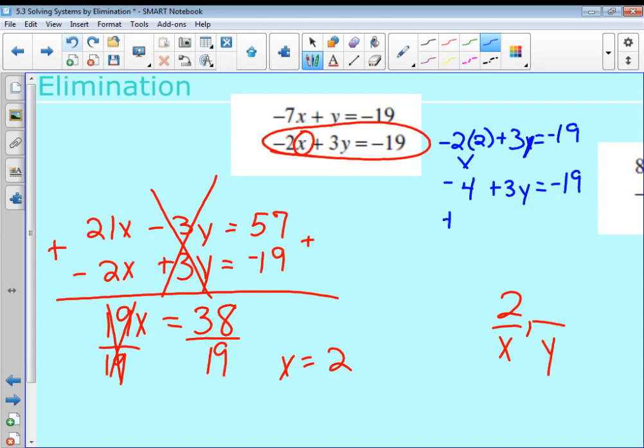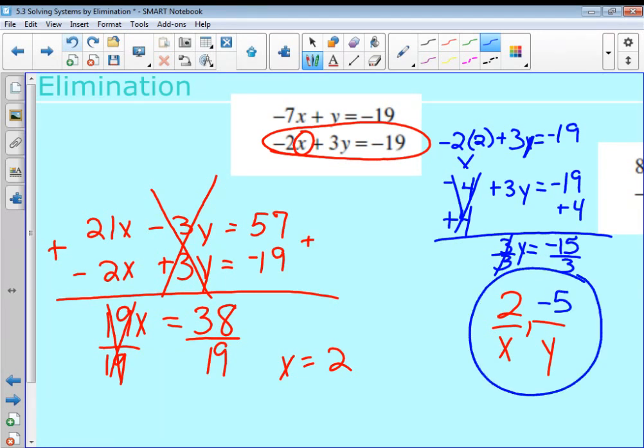So then I would do plus 4 because I want to get y by itself. 3y equals -19 plus 4 is going to give me a -15. Divide by 3, divide by 3. Y equals -15 divided by 3 is a -5. So there is my solution to my system of equations.